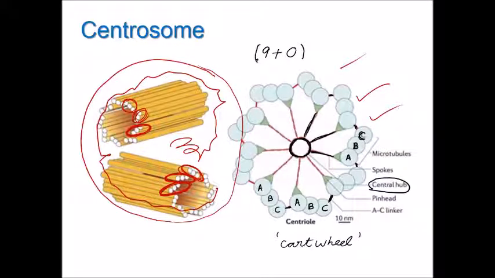So always remember that the 9 plus 0 arrangement is found in centrioles. The 9 plus 2 arrangement is found in cilia and flagella. So this is a bit confusing, but very easy. 9 plus 2 is in cilia and flagella because they have 2 central microtubules. But centrioles don't have any central microtubules, so that is why it is 9 plus 0. They have only something called a hub. The hub is proteinaceous; it is made up of proteins and it is found in the center.